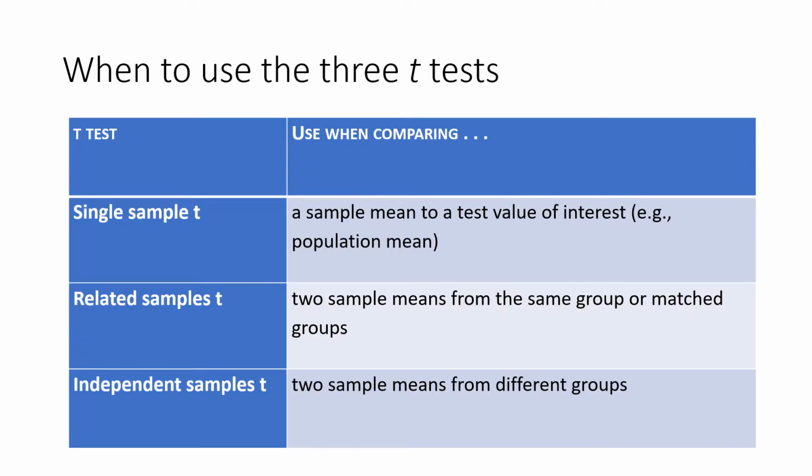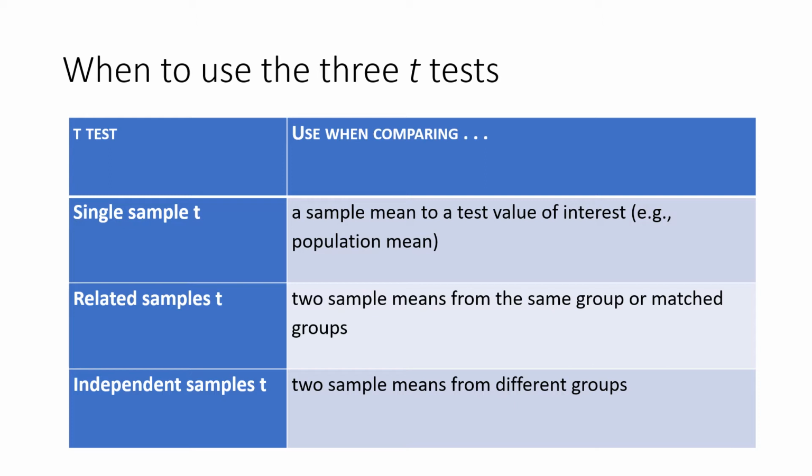Now you know three different t-tests. The first one is the single sample t, the related samples t, and the last one, the one we'll cover in this chapter, is the independent samples t. They have a similar logic, but you need to use them in slightly different situations.